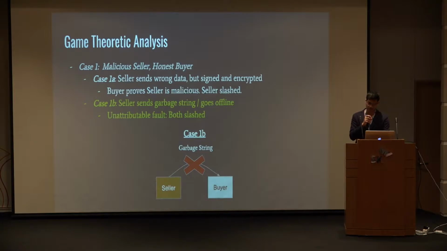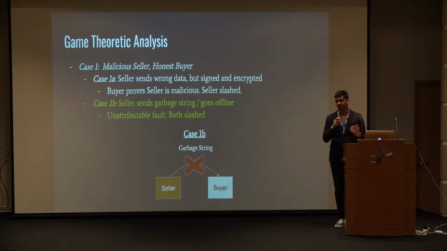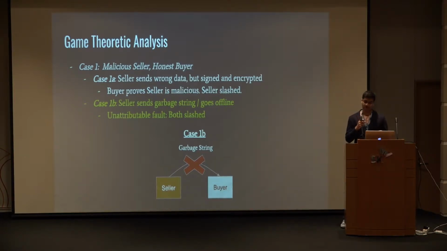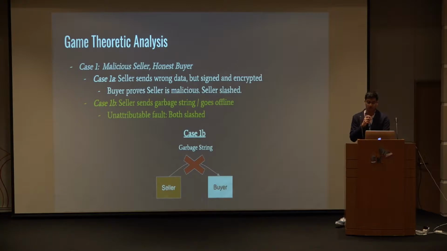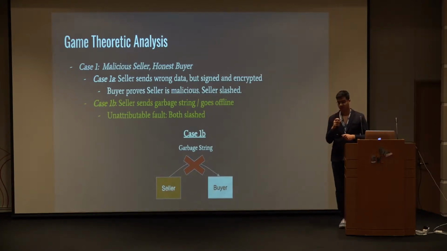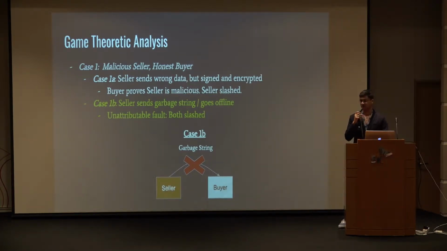If it doesn't match the hash of the data, which the smart contract knows about, then you slash the seller. The second case is where the seller sends a garbage string or just goes offline. In this case, the buyer basically has nothing to say to the smart contract. And so this fault is actually inattributable because it might just be the buyer playing bad and just receiving the data but saying that it didn't receive anything. So this is an inattributable fault and both of them should be slashed.